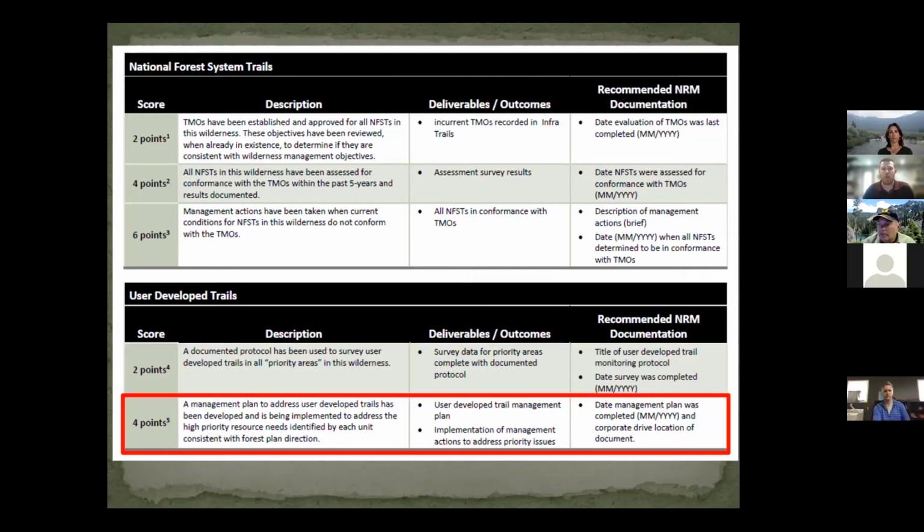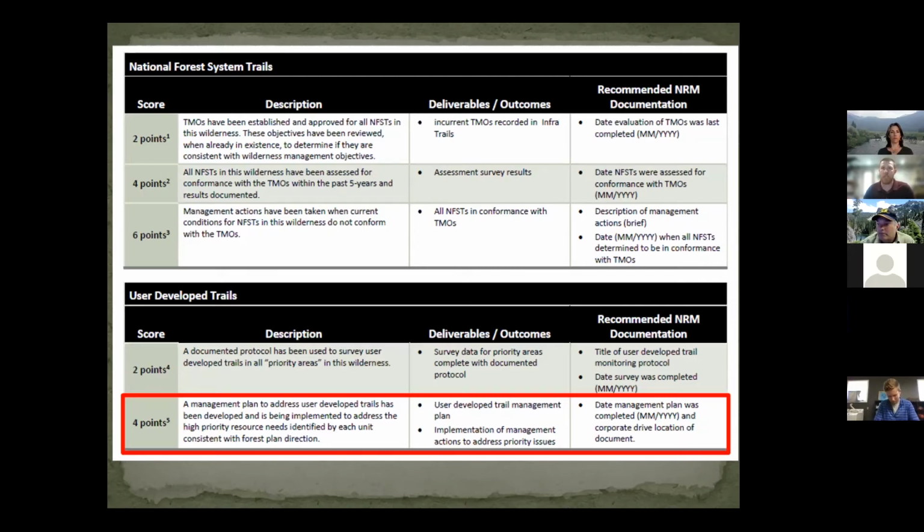So I think this is probably the hardest one on all of these to claim, but to get the 4 points for user development, a management plan to address user development's been developed and is being implemented. So that's a lot. Again, like I said, a lot of forests like to put their head in the sand when it comes to user developed trails. So to actually step out, develop a management plan, and actually implement that management plan for user developed trails is going to be a big reach for some forests, but it's one that's worthwhile undertaking.